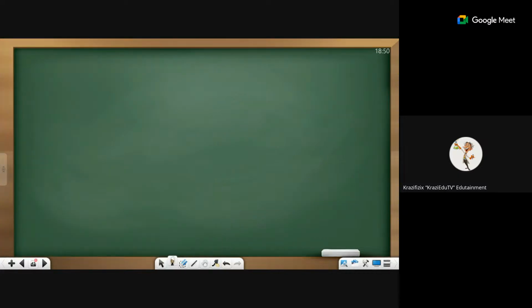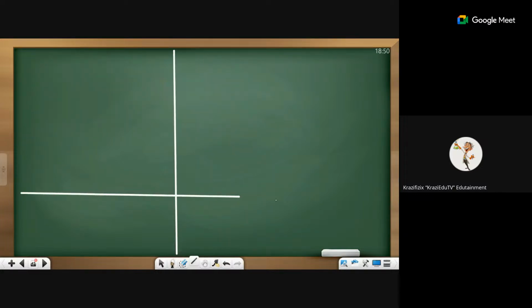Just 1 second there. The examiner says two. Let's make the graph a bit bigger. I need you to get these marks. Okay? Two negative unequal roots. Take care.